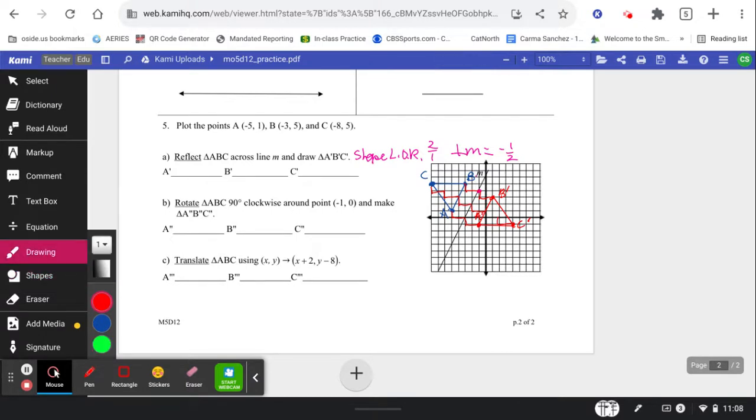We've got A prime at -1, -1. We've got B prime at 1, 3. And we've got C prime at 4, -1. Take a second to pause the video and double check me on those.